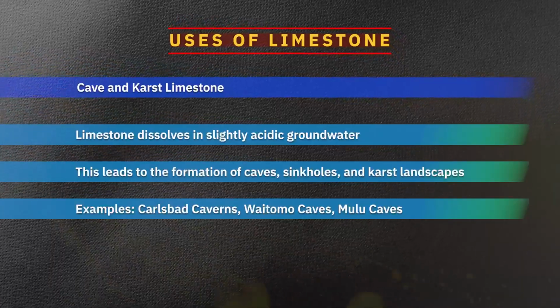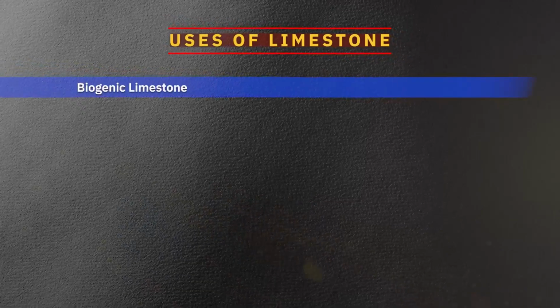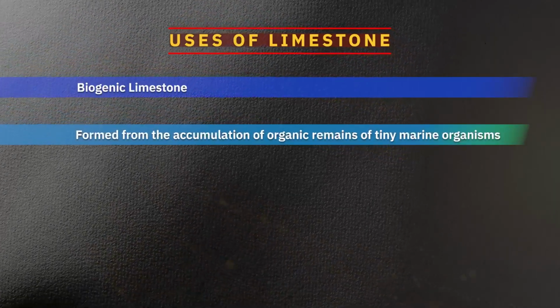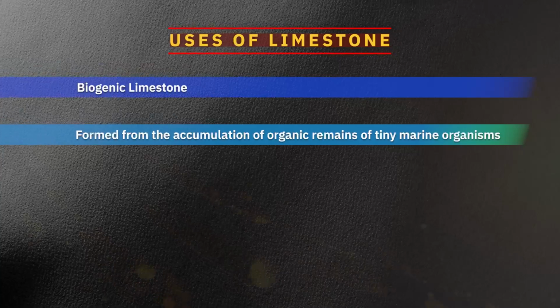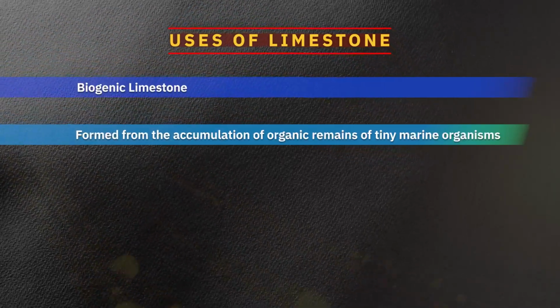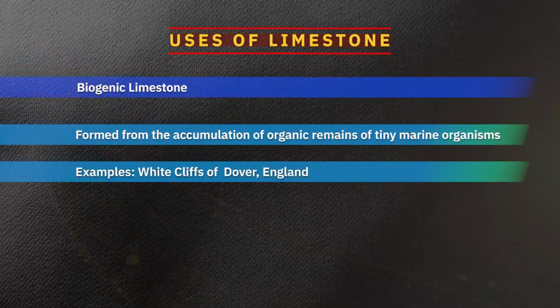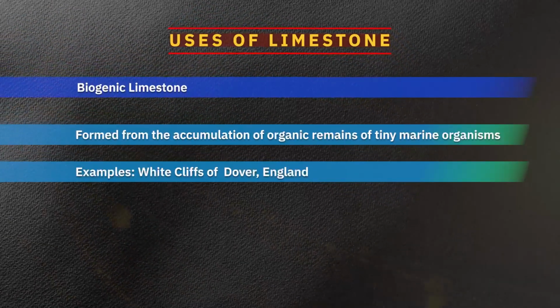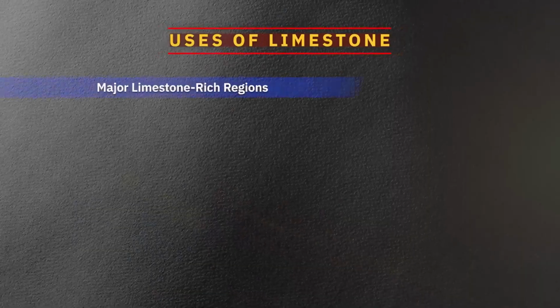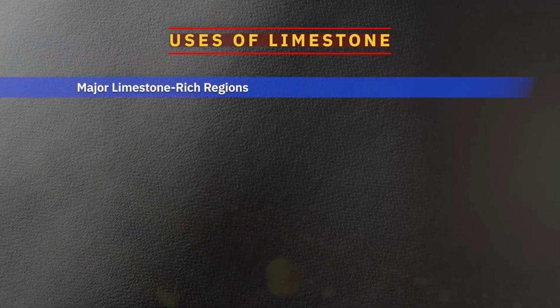These types of limestone can be seen in Carlsbad Caverns in the USA, Waitomo Caves in New Zealand, and Mulu Caves in Malaysia. Let's talk about the other type, biogenic limestone. Biogenic limestone is mainly formed from the accumulation of organic remains of tiny marine organisms. An example is the White Cliffs of Dover in England.